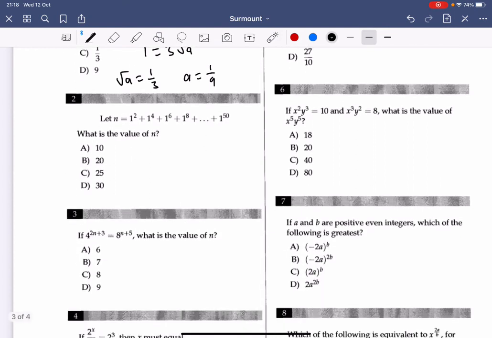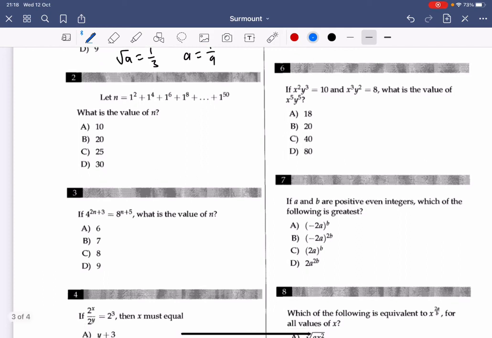And actually I'm going to use a different color here. And number 2, what's the value of n? Well, it's obvious that there's a bunch of 1s, but you have to count the number of 1s. Basically it's from 1 to the power of 2 up to 1 to the power of 50. So you want to know how many even numbers there are between 2 and 50. Going by the list, you'll see that there are 25 numbers. So you add 1 plus 1 plus 1, 25 times, and you get n equals 25. So the answer is C.